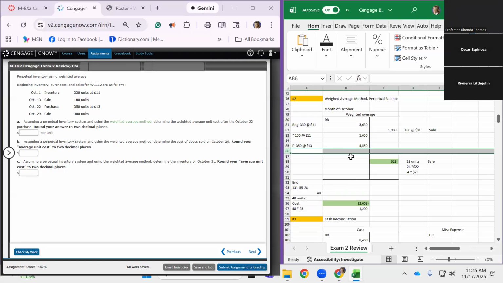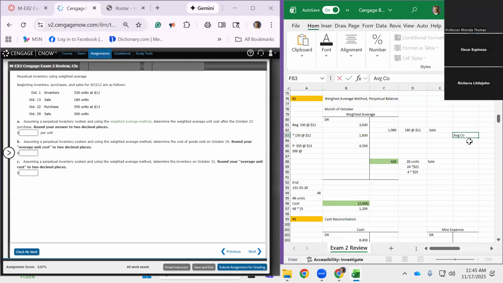All right, so what we're going to do is we're going to count. So if you have 150 and 350, that's 500 items. And then we need to come up with an average cost. All right, so I'm going to do the average cost over here. So average cost, average item cost. Okay, we're going to equals the amount that we had remaining after the first sale.